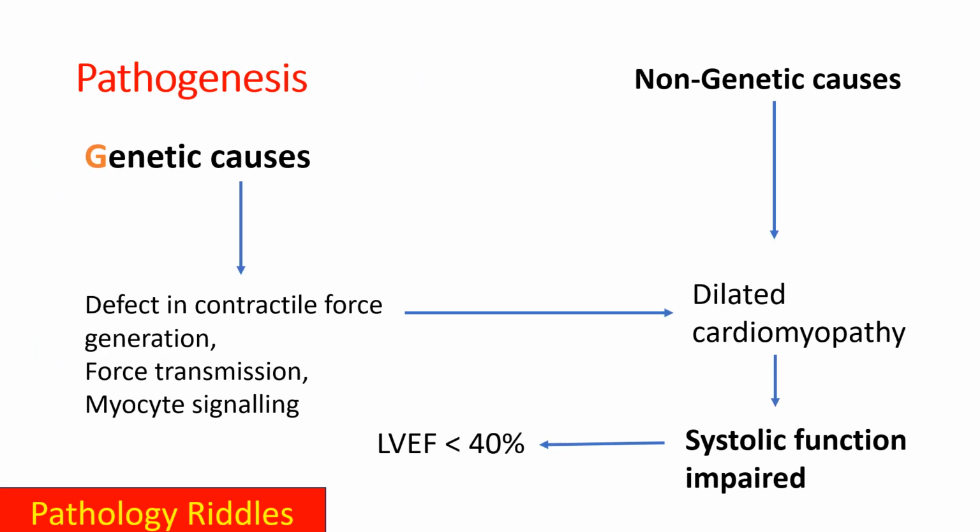Coming to the pathogenesis, as we have mentioned, genetic causes and non-genetic causes. Basically, genetic causes cause defects in contractile force generation and force transmission. Basically, the cytoskeletal structure is weak, so this can lead to dilated cardiomyopathy, which will lead to systolic dysfunction as we have discussed earlier. In this, the ejection fraction is reduced to less than 40%. Normally it is 50 to 70%.